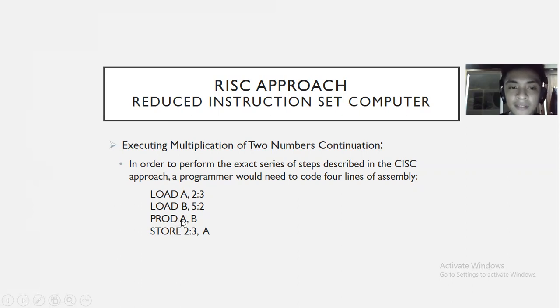product, multiply the data from registers A and B, then store to cell 2-3 the data from register A. So compared to CISC, which only has one line of code, which is mult 5-2, 2-3 and 5-2, here in RISC it's actually dissected into 4 more, since the loading, the multiplying, and the storing of data are distinguished. They're different from each other.